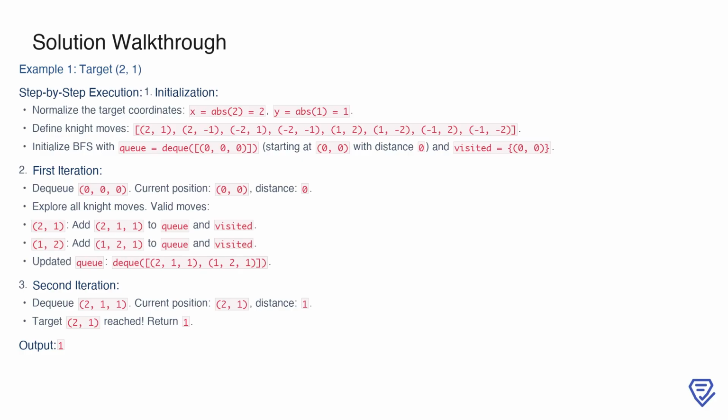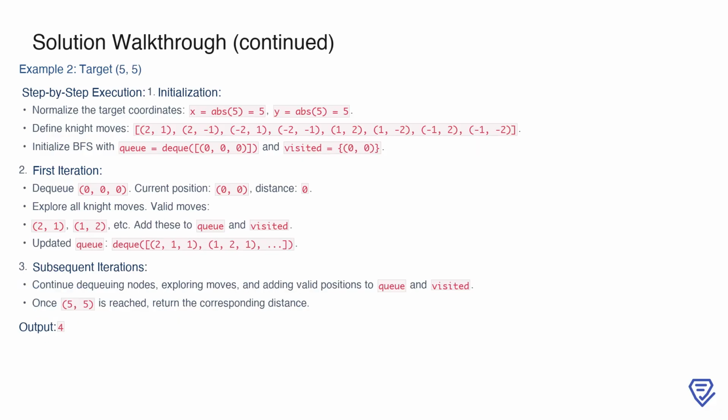In the first iteration, we dequeue the starting position, 0, 0, and calculate all possible moves a knight can make. Among these, only valid positions, such as 2, 1, and 1, 2, are added to the queue with an updated distance of 1. In the next iteration, we process the position, 2, 1, which matches our target. Since we've reached the destination, we return the distance, which is 1.